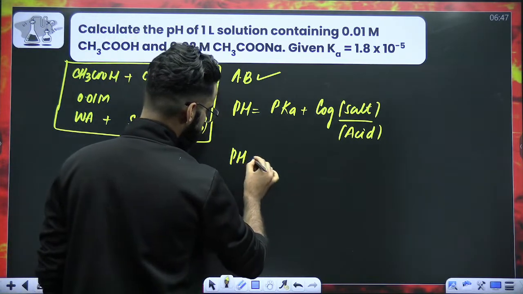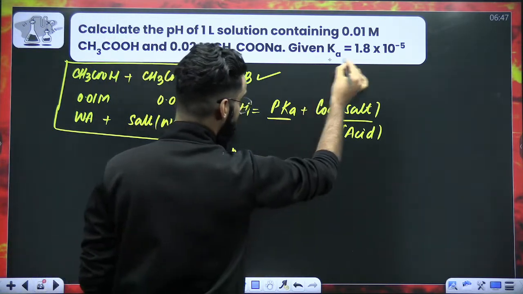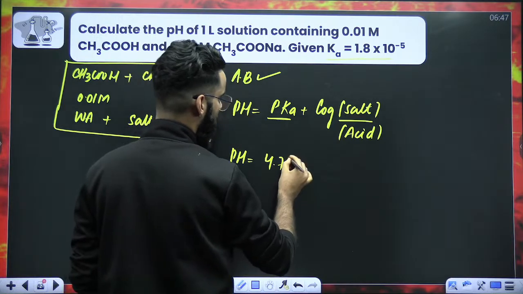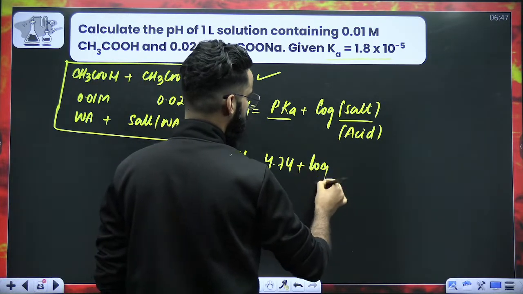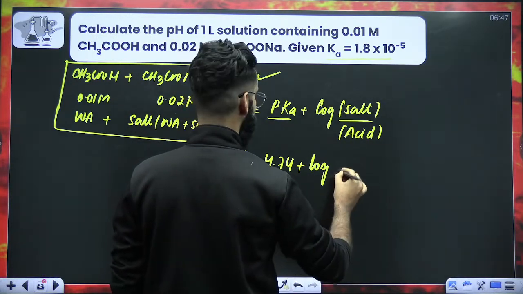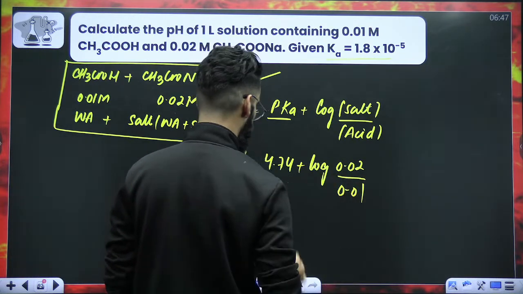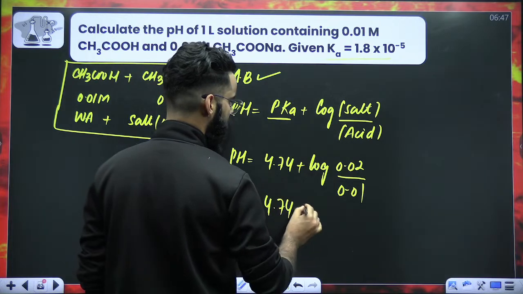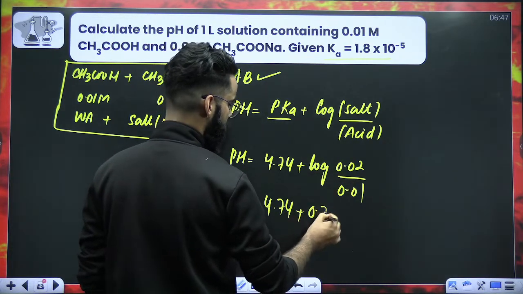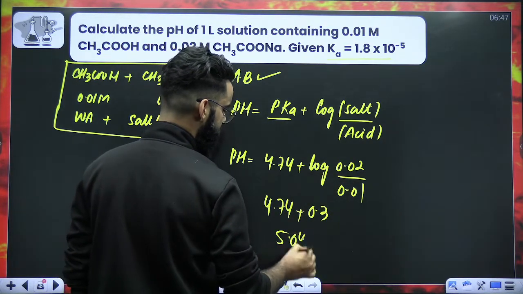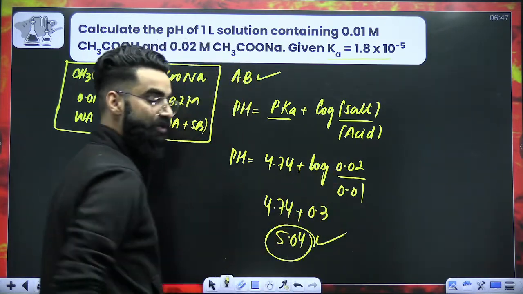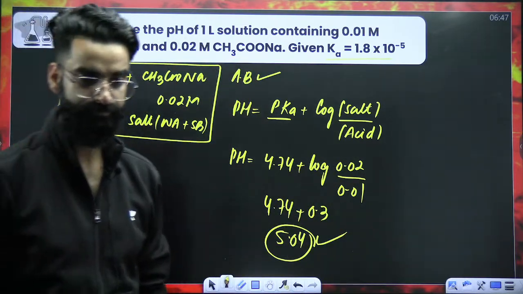So pH is equal to pKa. pKa of this is 4.74, you already know that. Plus log of concentration of salt. Salt concentration is 0.02 molar, divided by acid concentration 0.01 molar. So it's 4.74 plus log of 2. Log of 2 is 0.3. So the value is going to be 5.04. So 5.04 is going to be the pH of the final solution.